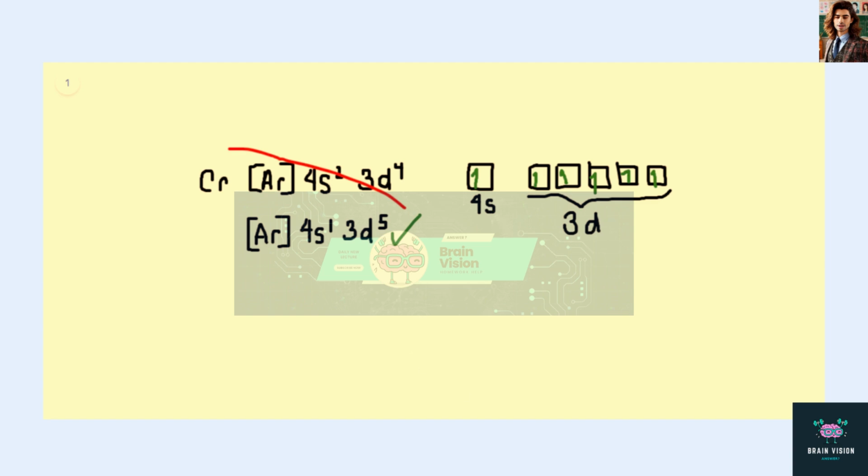We can find this same trend with something like copper. Instead of having 4s2, 3d9, we end up with 4s1, 3d10.